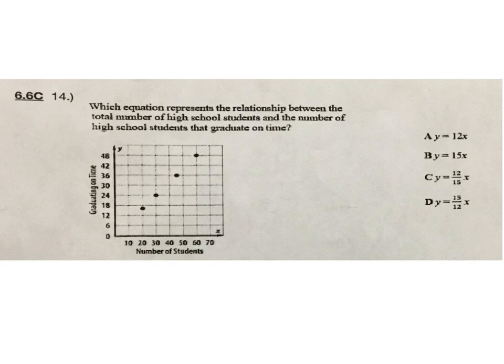Answer choice A is y equals 12 times x. Answer choice B is y equals 15 times x. Answer choice C is y equals 12 divided by 15 times x. And answer choice D, y equals 15 over 12 divided by x.